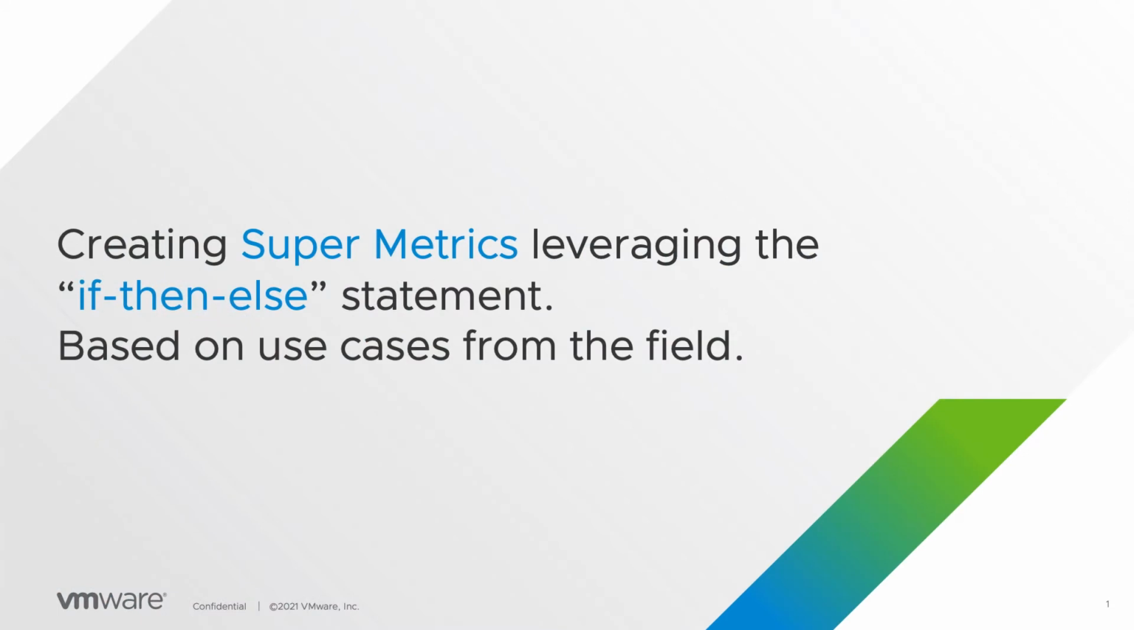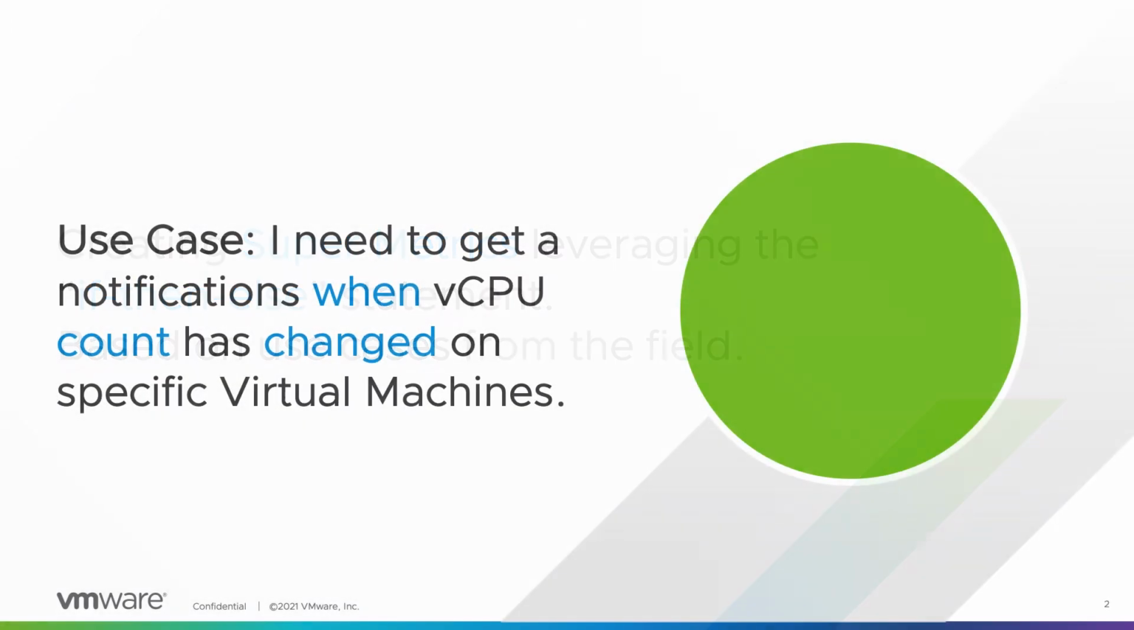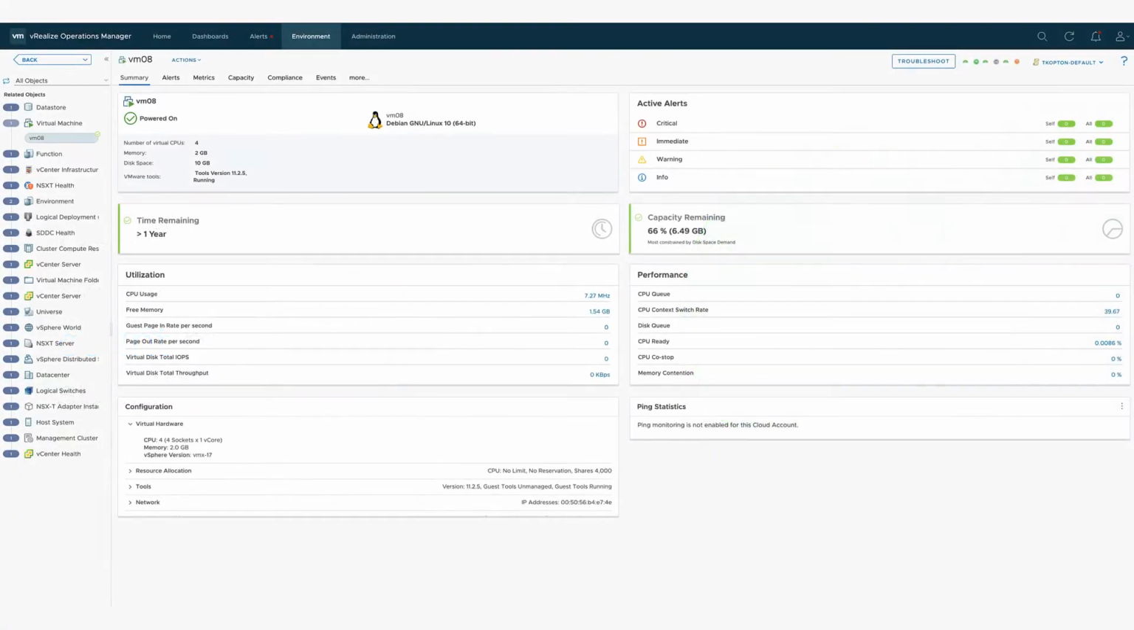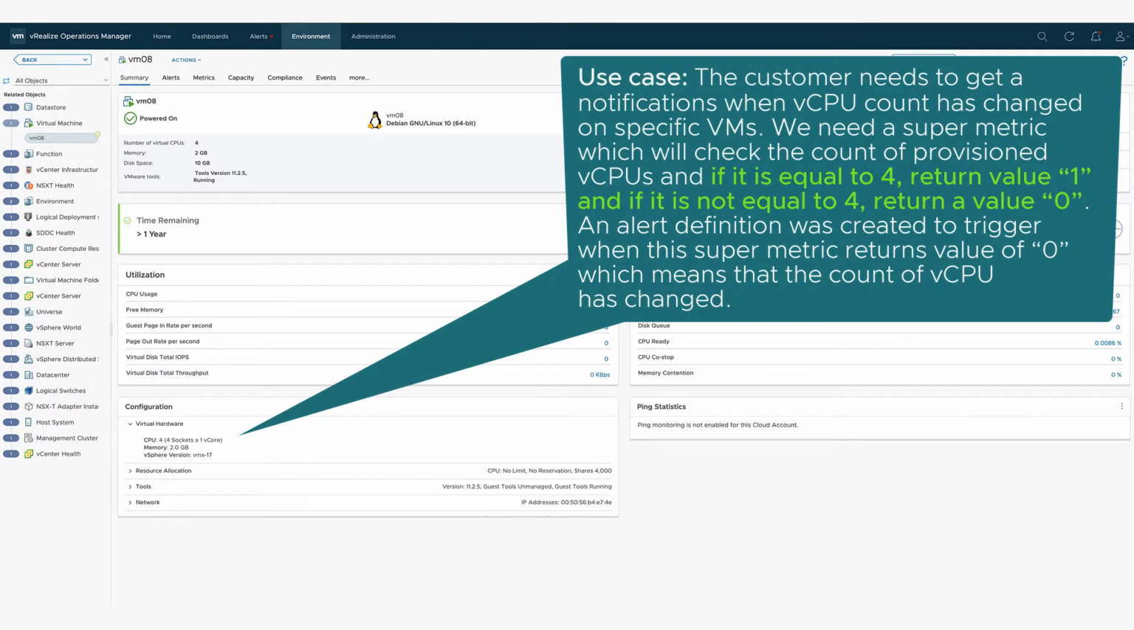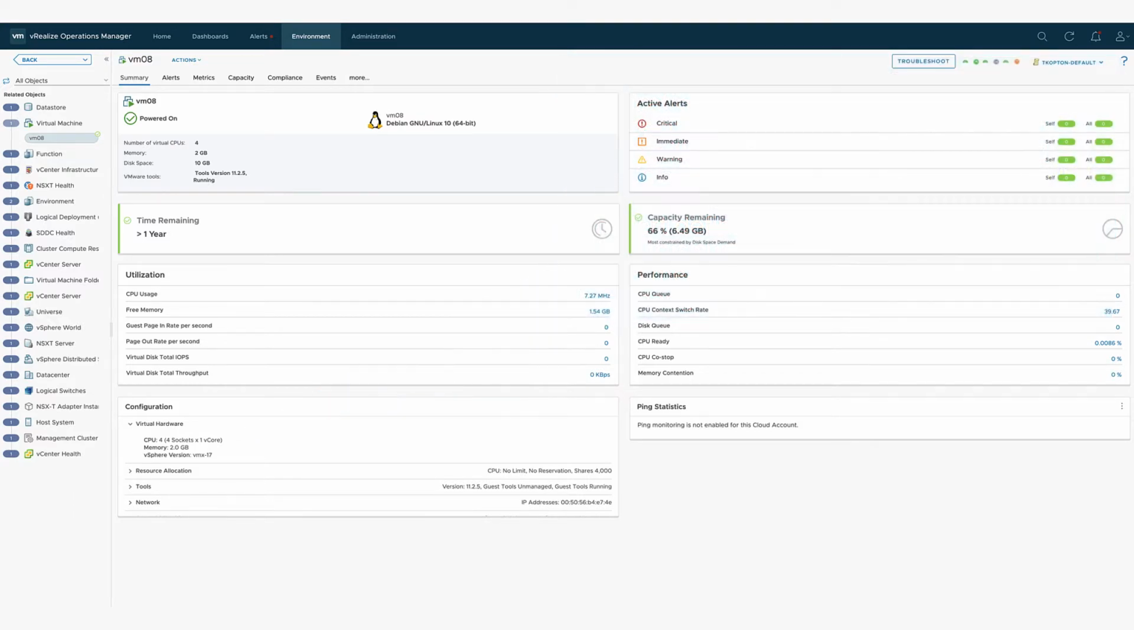In this video, you will learn when and how to create supermetrics leveraging the if-then-else statement. Our current use case is I need to get a notification when the vCPU count on certain virtual machines has changed. In that use case, we have VMs with vCPU count set to 4 as default, and we need a supermetric indicating if the vCPU count is still 4 or if it has changed.